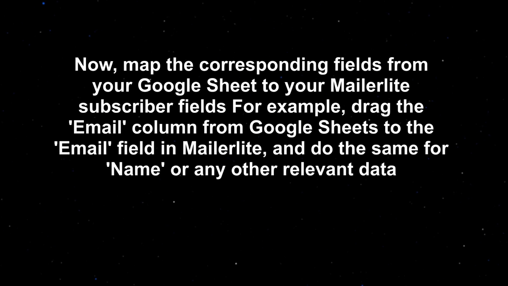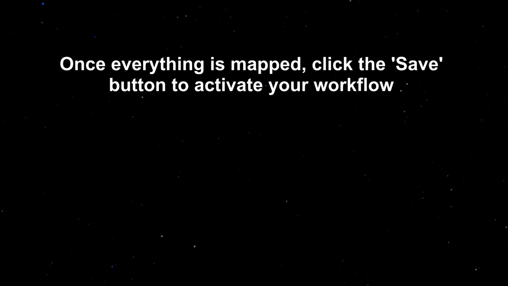Now, map the corresponding fields from your Google Sheet to your Mailerlite subscriber fields. For example, drag the email column from Google Sheets to the email field in Mailerlite, and do the same for name or any other relevant data. Once everything is mapped, click the Save button to activate your workflow.